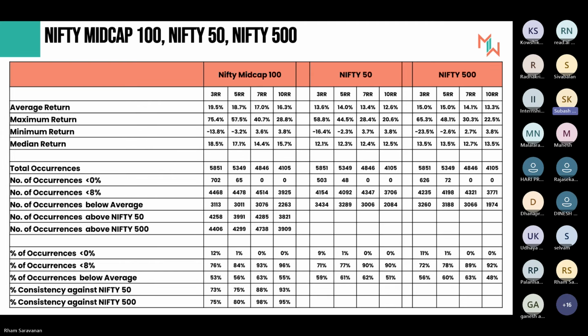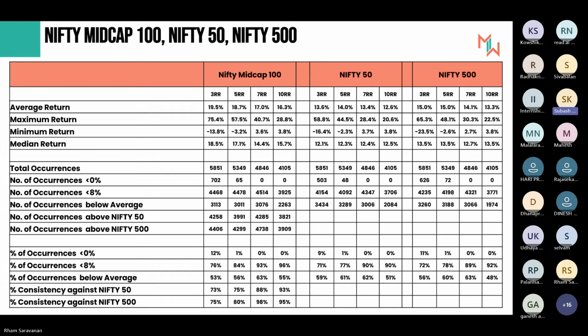In Nifty Midcap 100, if you are invested for 3 years, the average return is 19%, for 5 years it is 18%, for 7 years it is 17%, and for 10 years it is 16%. See how the returns are growing in the longer run. These are all compound annualized, and the maximum return you would have gotten is 28%, and at the minimum, there is no negative return in the last 10 years. So that is where we are saying longer investing will be rewarded more. Looking at the total number of occurrences, there is a consistency.